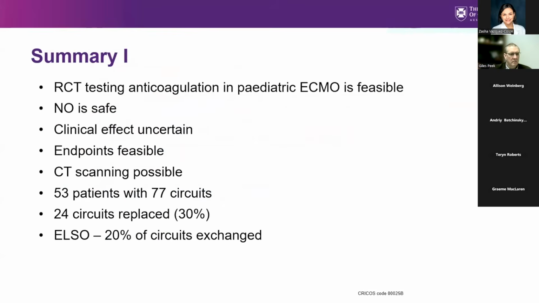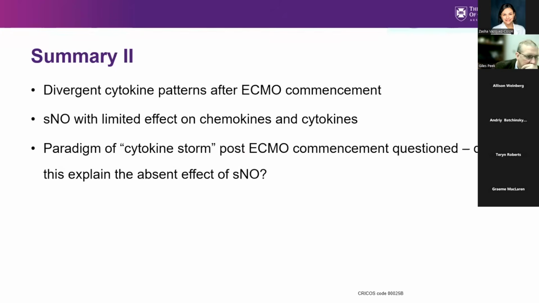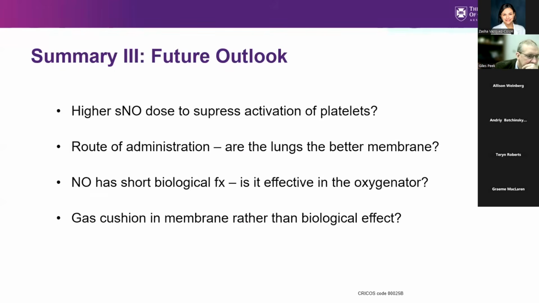So, summary: we demonstrated that an RCT is feasible, at least in a single center and in the Australian environment. Nitric oxide is safe, the clinical effect is uncertain, and the endpoints were feasible. We demonstrated that the CT scanning is quite elegant. We had a 30% replacement rate, and in the ELSA data, 20%, as a consideration of what we would do with a definitive trial. We had divergent cytokine patterns after ECMO commencement, but we didn't see an SNO effect on these cytokines. So the paradigm of a cytokine storm, we actually had to question, at least in our cohort. I'm not saying it's universally true, but it certainly wasn't true for us.